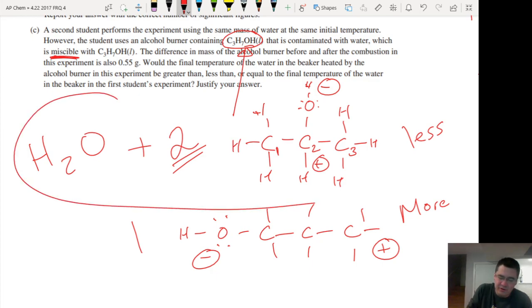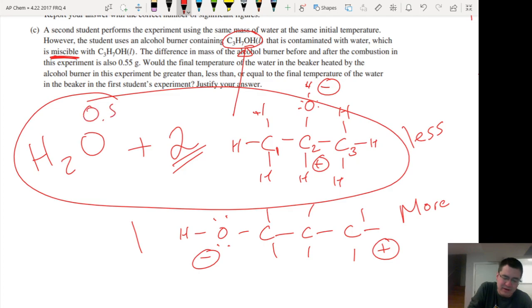So here you have this, and it's still 0.55 grams. You burn 0.55 grams of this mixture. Okay, so you're burning less of the propanol. Correct. So that means that the temperature would most likely be less. You are correct. That is one response that they accepted.